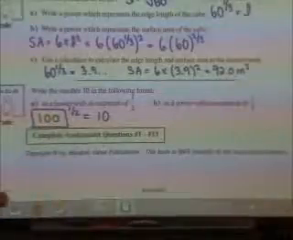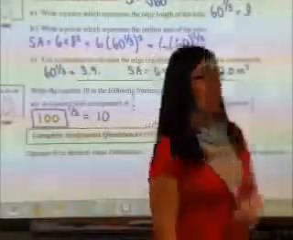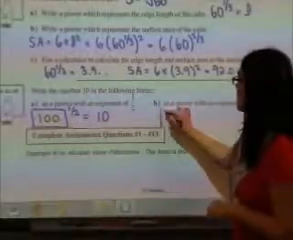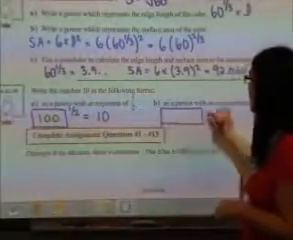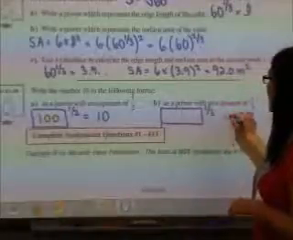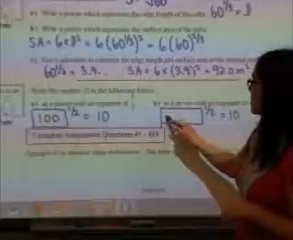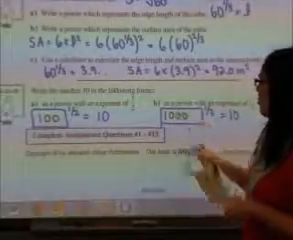So the square root of what number equals 10? The answer would be 100. So then if I want to write 10 as a power with an exponent of 1/3, it's what number to the power of 1/3 equals 10? And the answer would be 1,000.